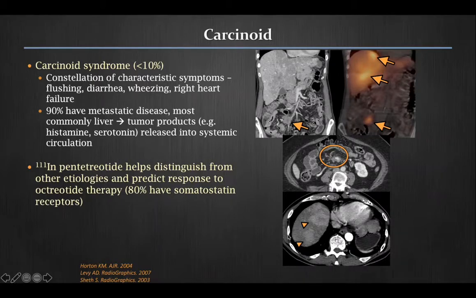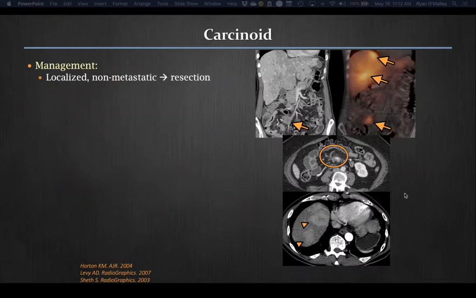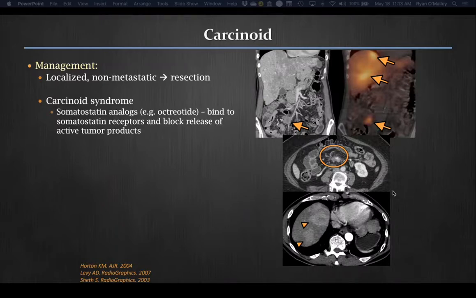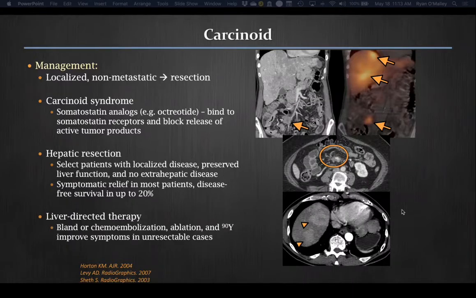Octreoscan can help distinguish carcinoid from other etiologies and can also be useful to help predict response to octreotide therapy. For localized non-metastatic tumors, the management is resection, whereas if there's carcinoid syndrome, they can be treated with somatostatin analogs. And for patients with hepatic metastatic disease, some will undergo hepatic resection or wedge resection or partial hepatectomy. And in patients who are not candidates for resection, some can undergo liver-directed therapy.